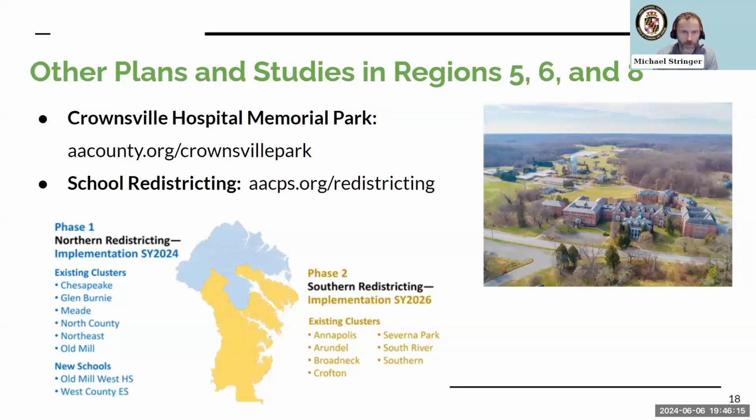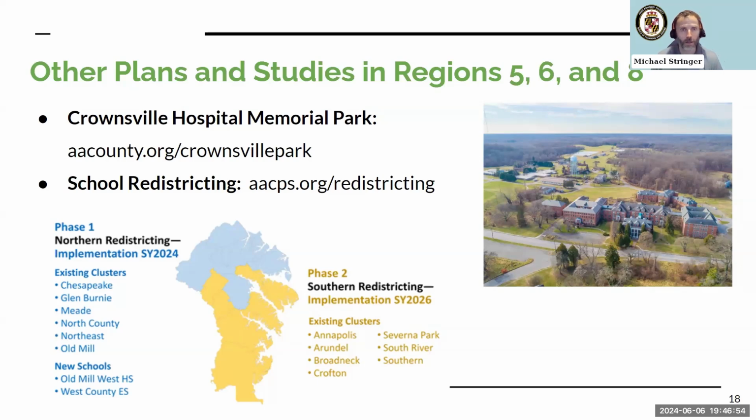So again, Arundel County Public Schools is a separately elected body than the county council and county government. But of course, we're all one community. We all work closely together, and what we do in one space affects each other. But the schools has been doing a major undertaking of a countywide redistricting, and they are doing it in two phases. The first phase was for the northern part of the county, and you can see the school clusters that it addressed, and that was adopted by the school board last fall, and will go into effect this 2024-2025 school year in the fall.